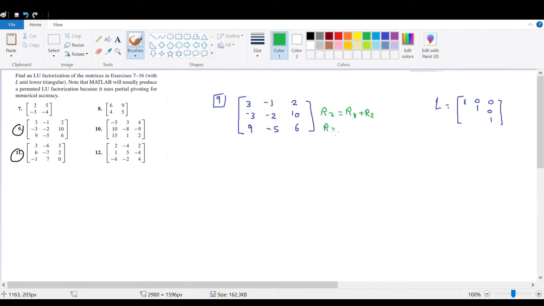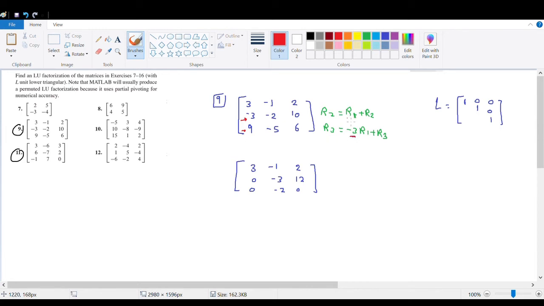Then row 3 will be equal to -3 row 1 plus row 3. So this will give us the new matrix 3 -1 2, then 0 -3 12, then 0 -2 0. Now if we compare what we did here: for row 2 we said row 2 is equal to row 1 plus row 2. For row 3 we said -3 row 1 plus row 3.